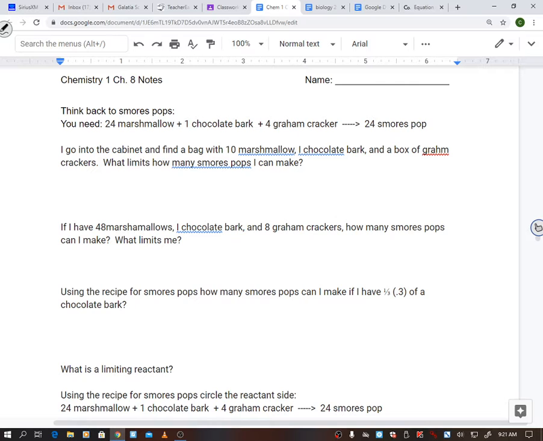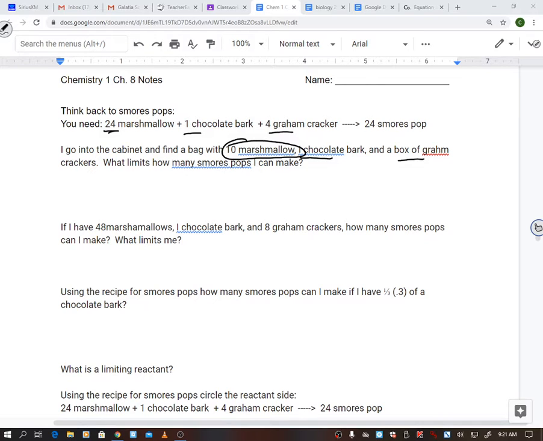Like, which one am I going to run out of first is what they're asking. So it's going to be my marshmallows, right? I have 10 marshmallows and normally I need 24. My chocolate bark is okay, and I have a box of graham crackers, so that's fine. But my marshmallows are going to limit how many I can make, right? So that is what we're talking about here.